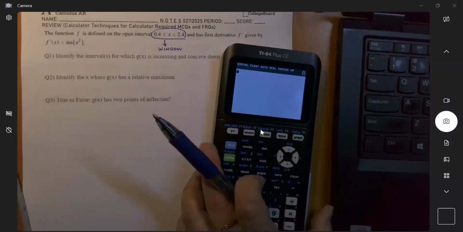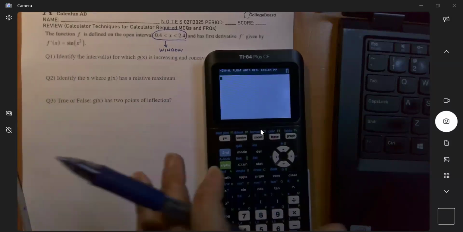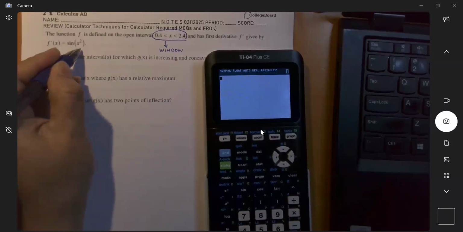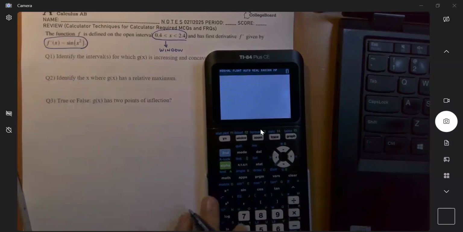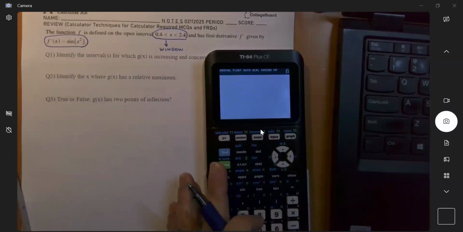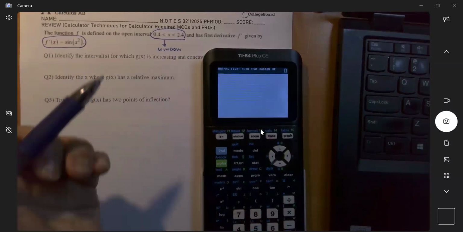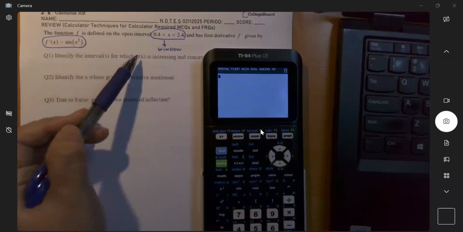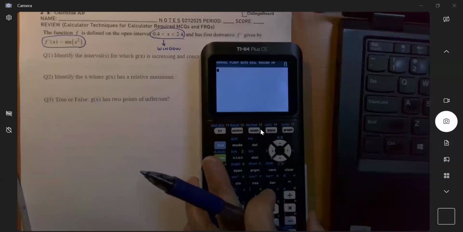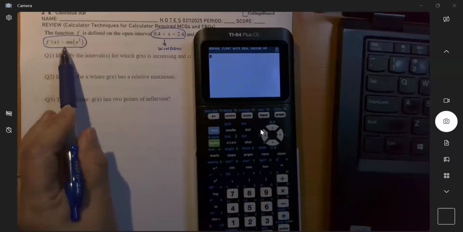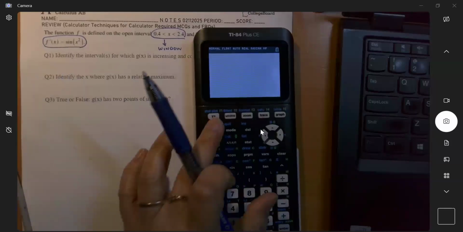Now, it has a first derivative of f prime that's given. F prime is equal to sine x squared. So when I do problems like this, I like to annotate so that I will be reminded on what things I needed to do in my calculator. So first, I need to enter the given f prime. F prime is sine x squared.